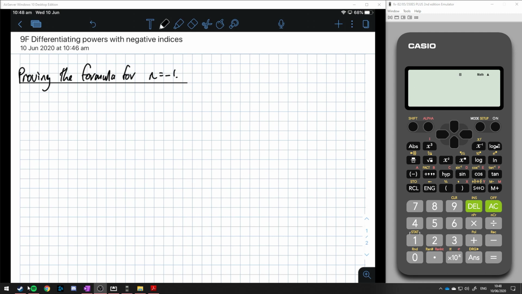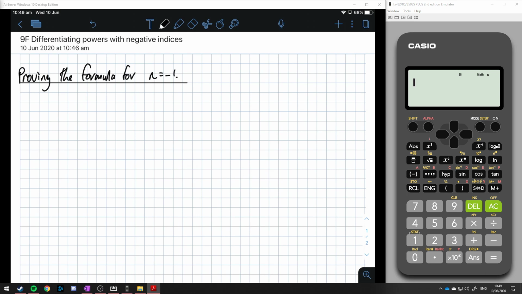Okie dokie. So we have got differentiating powers with negative indices. Whenever we have a negative index, it is treated exactly like a positive index, okay? What we're going to do is look at a proof of why this is the case and how it works, and then we're going to look at the shortcuts on how to do it, okay?